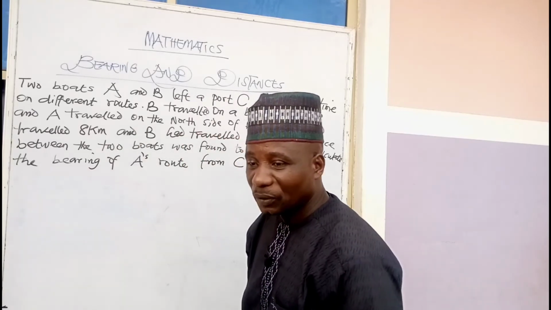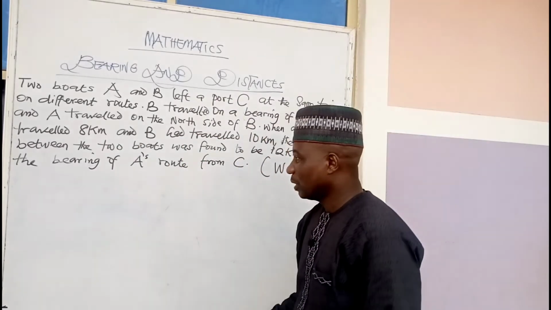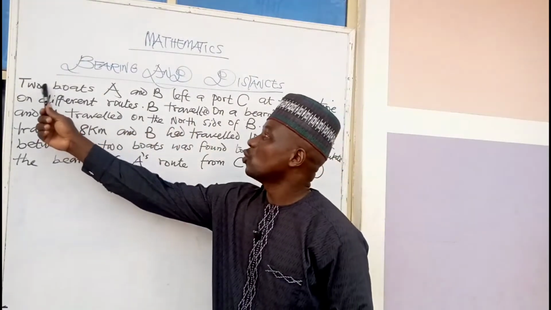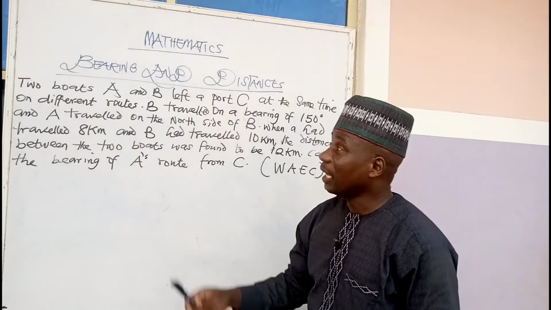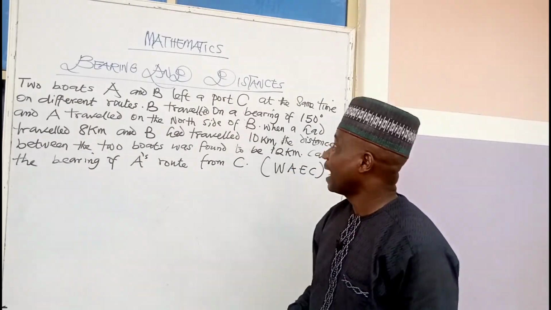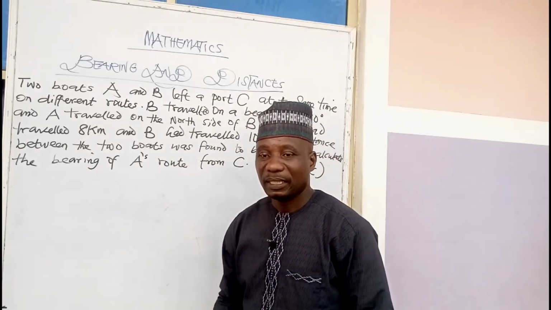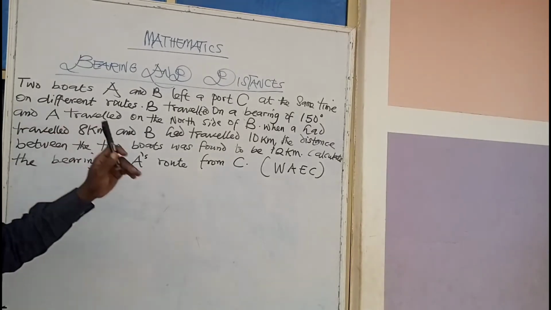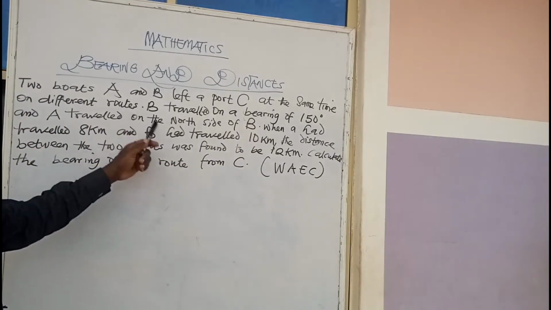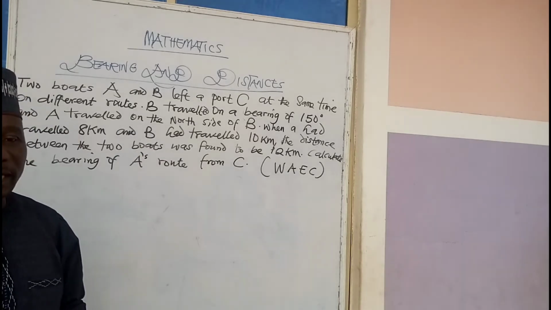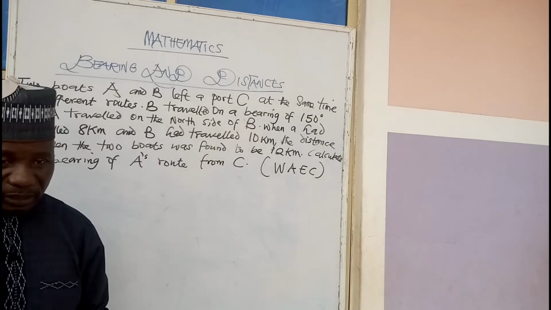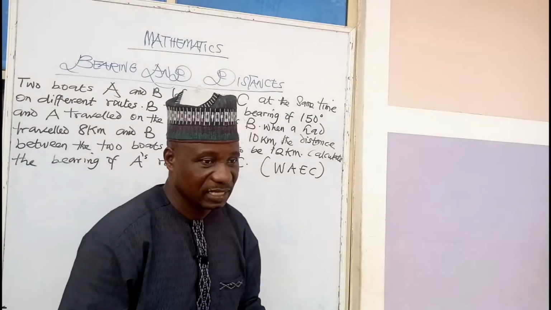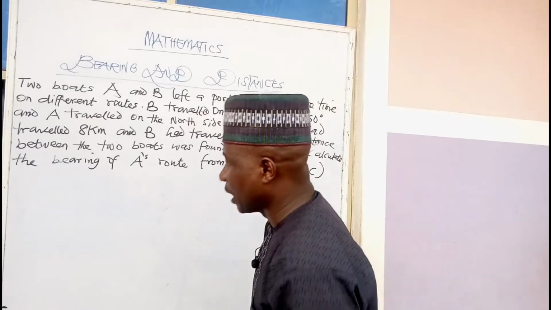Yes. Another beautiful example. This time around, we want to take a word question. The question says, two boats, A and B, left a port C at the same time. They left port C at the same time on different routes. B traveled on a bearing of 150 degrees. Now, without wasting much of our time, let's start our sketch.